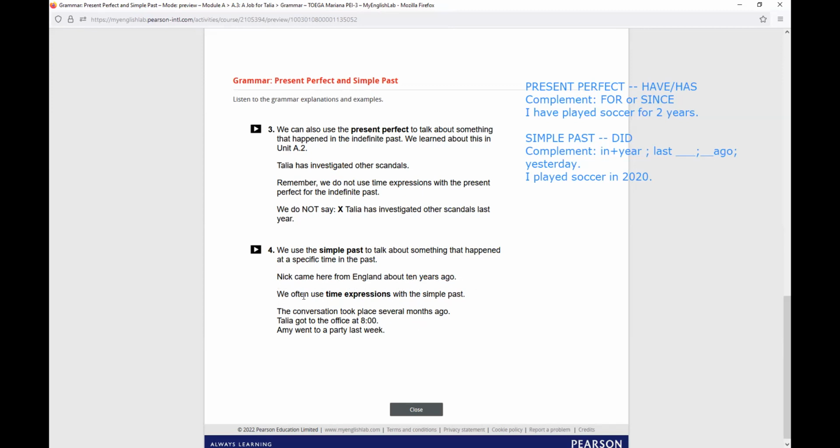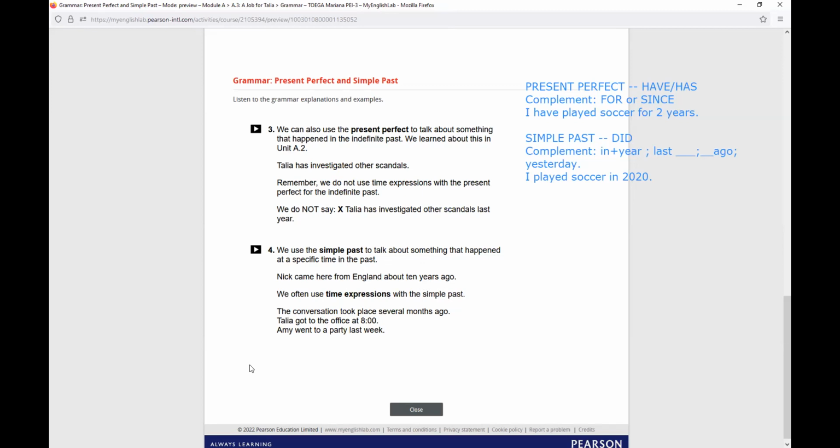So we always have to be focused on the complement. Okay, if we find like ago, last, or an exact time o un tiempo inexacto, entonces estamos hablando de un simple past. Ok. Tal vez tenemos alguna pregunta hasta acá, Mariana. No, todo está claro. Yes, right? Ok, vamos a verlo en los ejercicios. Ok, vamos a verlo mejor ahí.